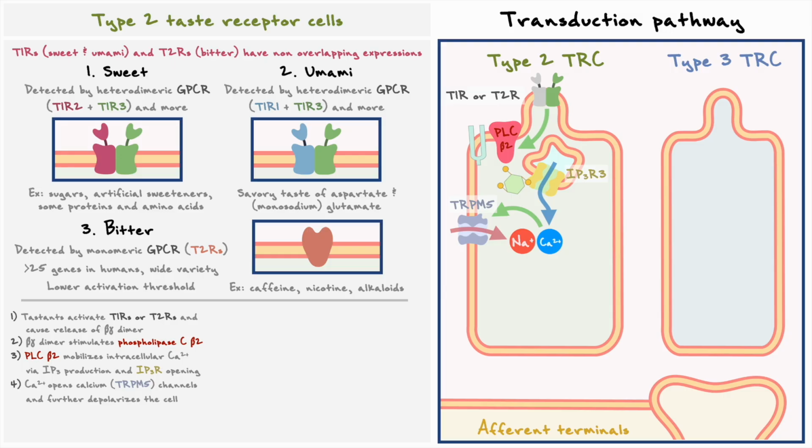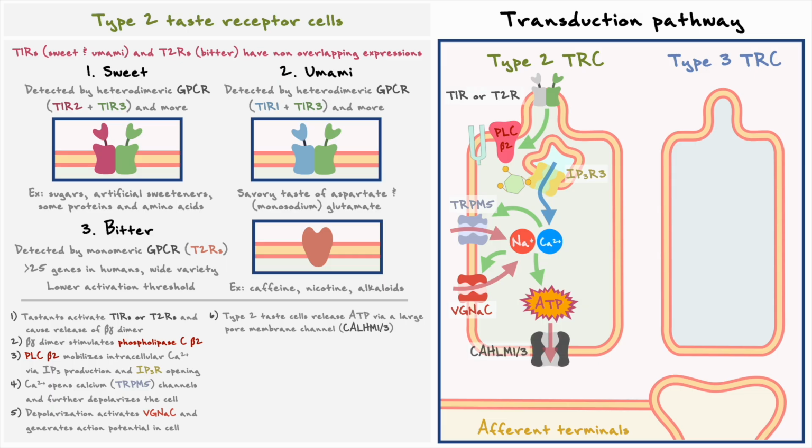Upon opening, TRPM5 brings sodium inside the cell, and together with calcium, the ions depolarize the taste cell until an action potential is triggered. As a quick note, although taste receptor cells are electrically excitable and can generate action potentials, they are not neurons but rather specialized epithelium. Now, this action potential contributes to the release of ATP through a large pore membrane channel called CALHM13.